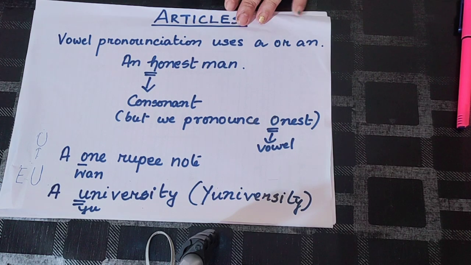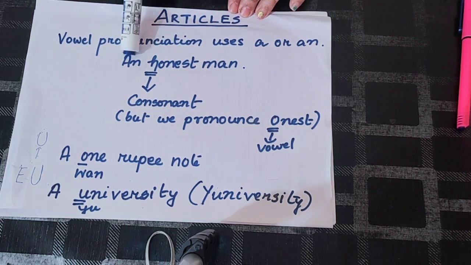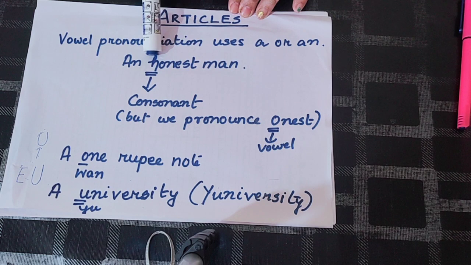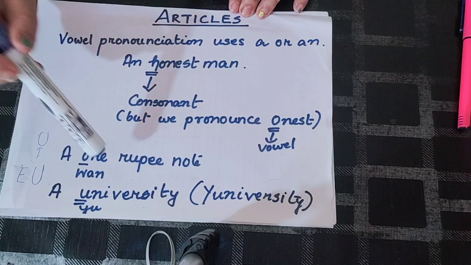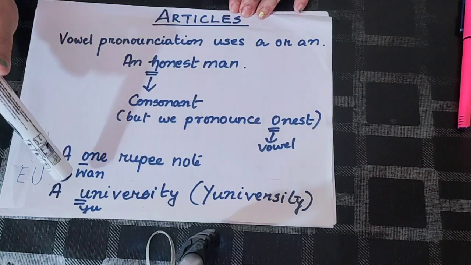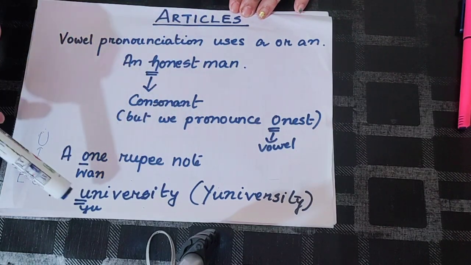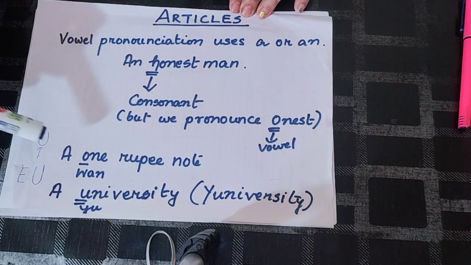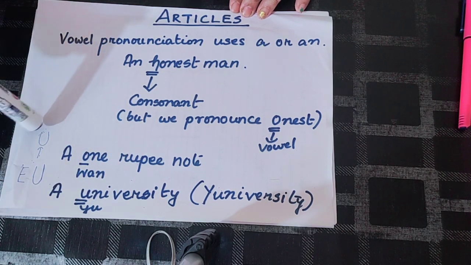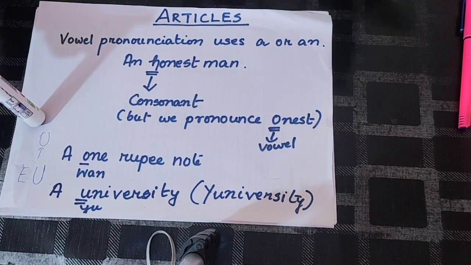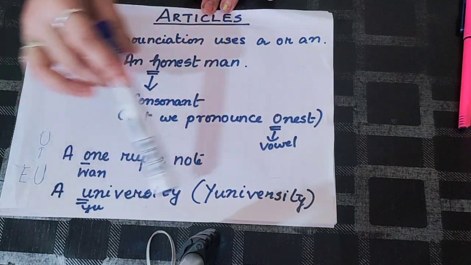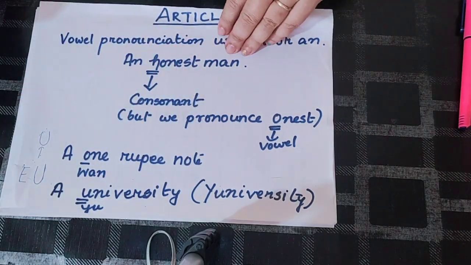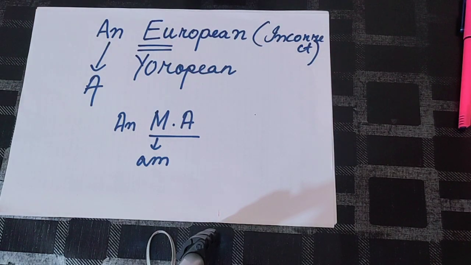That day I already told you why we write an honest man, because we are skipping H, we are not pronouncing H, we are pronouncing from O. Or why we write a 1 rupee note, because it's not own, it's one, W-A-N. And why university is A, even if it's the letter U, because when we pronounce it as a letter, it's U, but when we pronounce it in a word, it becomes YU. I'll give you a few more examples so that you can understand it better.